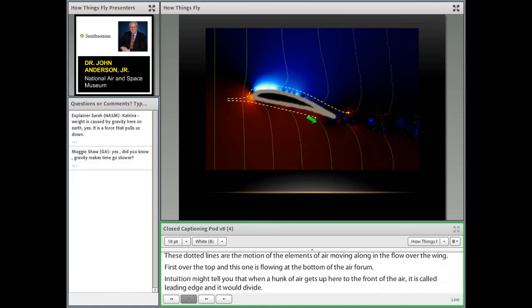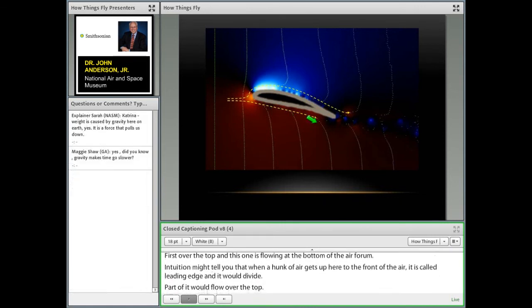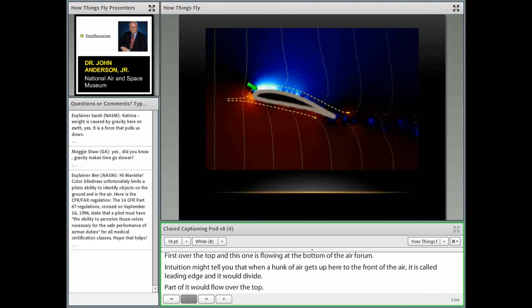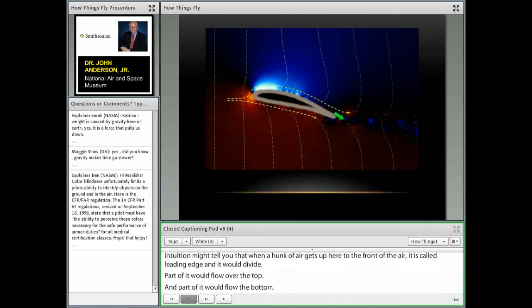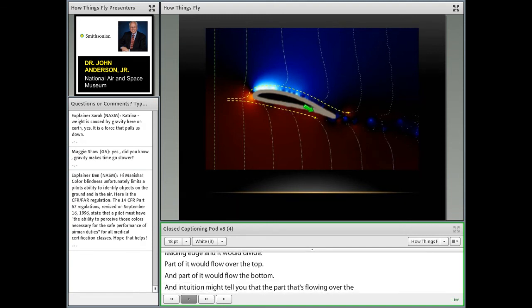And intuition might tell you that the part that's flowing over the top has to arrive at the edge of the airfoil at the same time that the flow over the bottom arrives. That's the equal transit time theory, that flow over the top and over the bottom have an equal time to flow over the surface of the airfoil, meeting at the trailing edge.